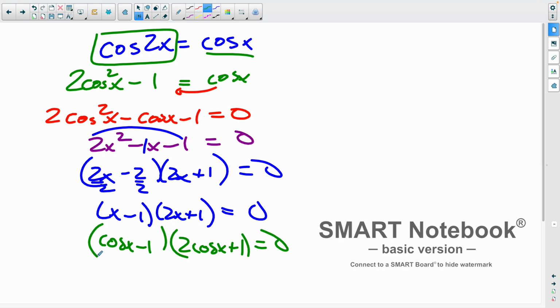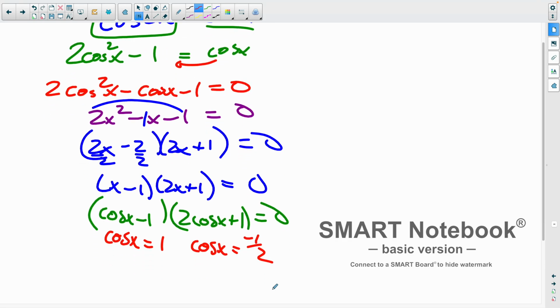Okay? Which means cosine x has to equal 1, or cosine of x has to equal, if I move the 1 over and divide by 2, a negative 1/2. Which are you going to solve first? You're going to do the 1/2 first? I'd probably do the 1 first. Just me, but it doesn't matter. I can do both of them anyways, right?